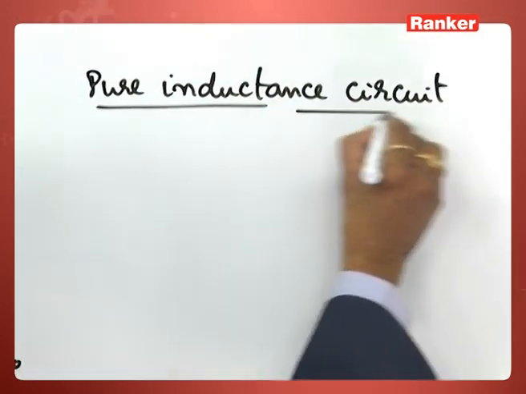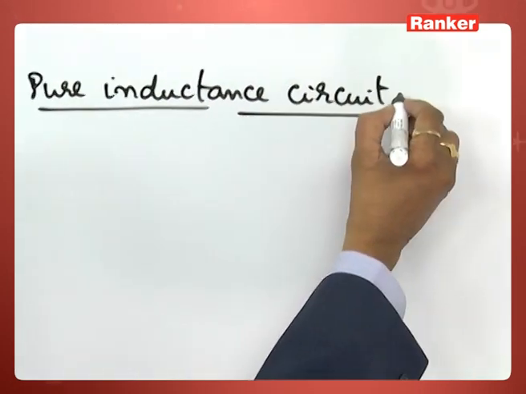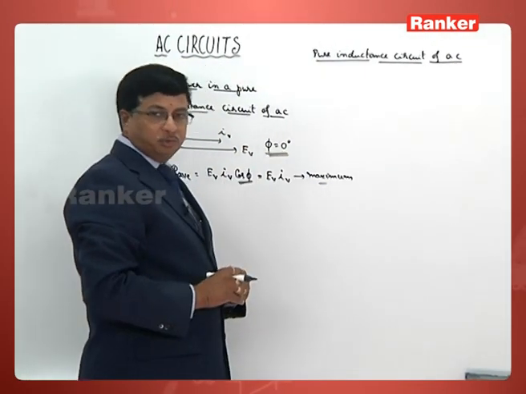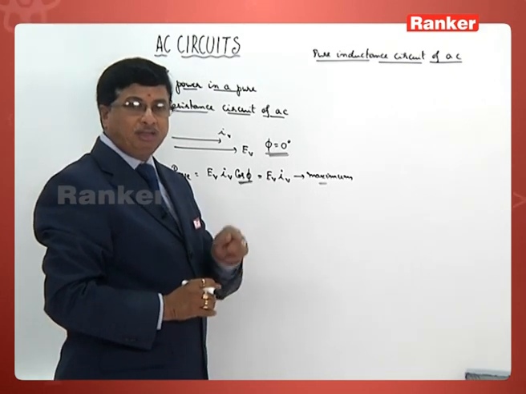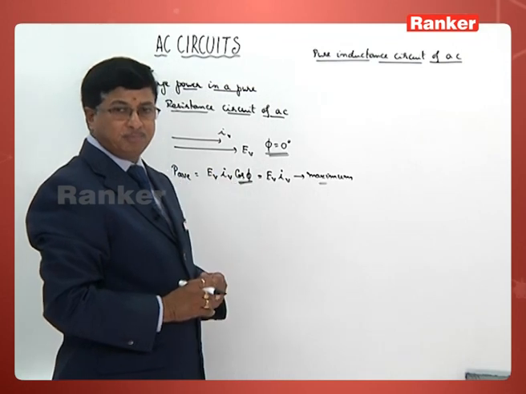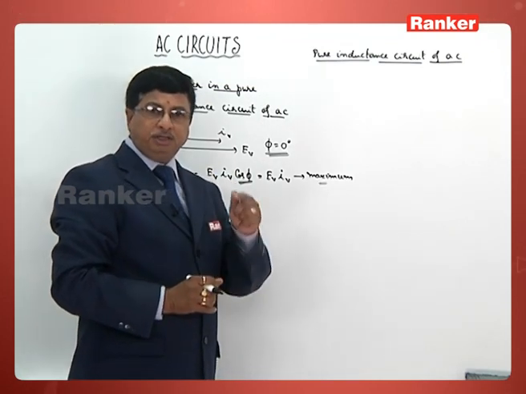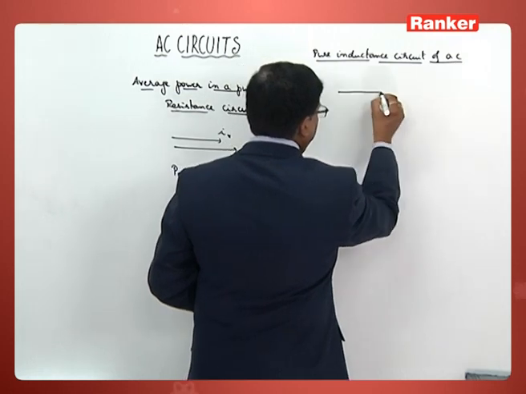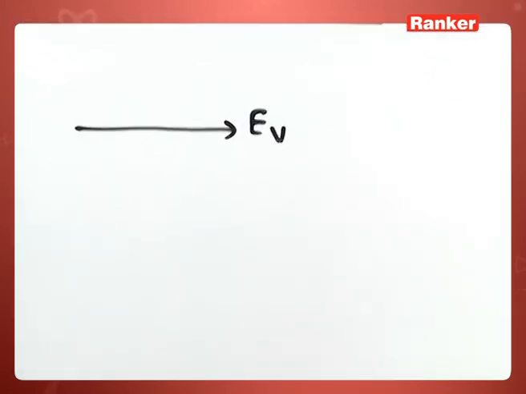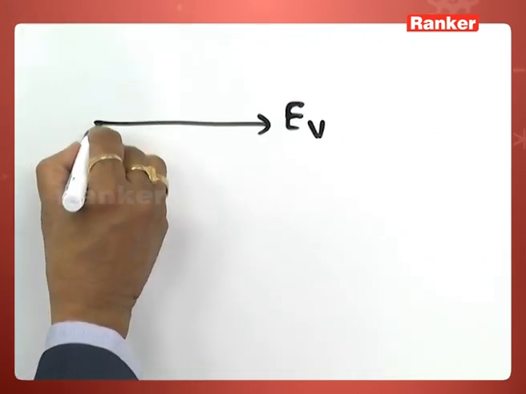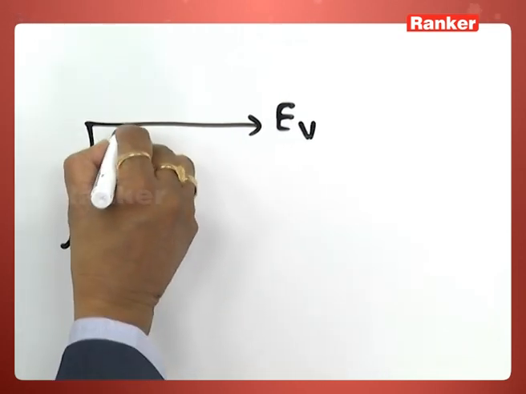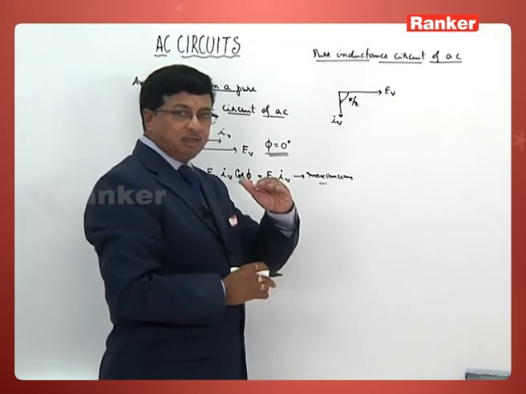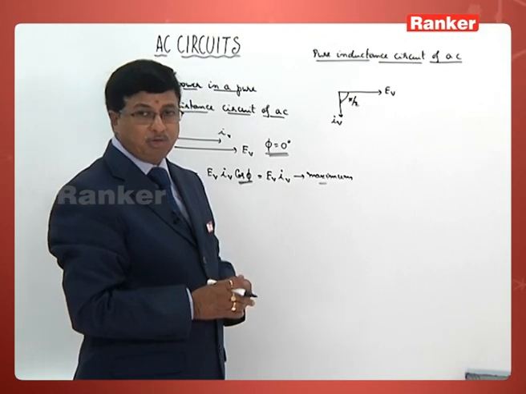Let us just calculate the power in the case of a pure inductance circuit of alternating current. In the case of a pure inductance circuit, current lags behind the EMF by pi by 2 radian. In other words, we can say EMF leads the current by pi by 2 radian. So what we have to draw here: if this is the value of virtual EMF, the current in this pure inductance circuit is going to be lagging behind this value by pi by 2 radian. Or else EMF can be taken as if it is leading the current by pi by 2 radian.